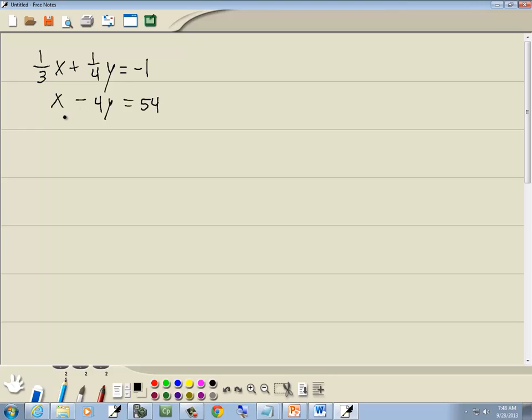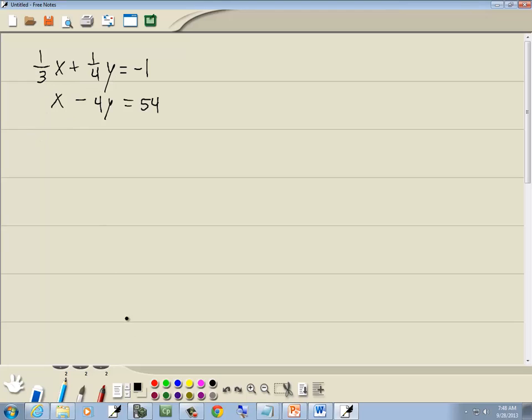Never leave fractions in these. They just make it a lot harder than it needs to be. So the first thing we're going to do is get rid of the fractions in this first equation. How you get rid of fractions is always the same: you multiply everything by the LCM of all your denominators. I've got 3 and 4, so the LCM would be 12. A very easy way to find a number to multiply by is to just multiply these two together, 3 times 4.